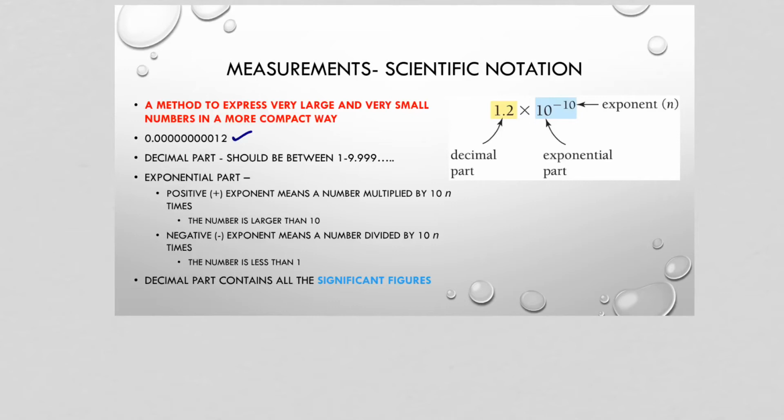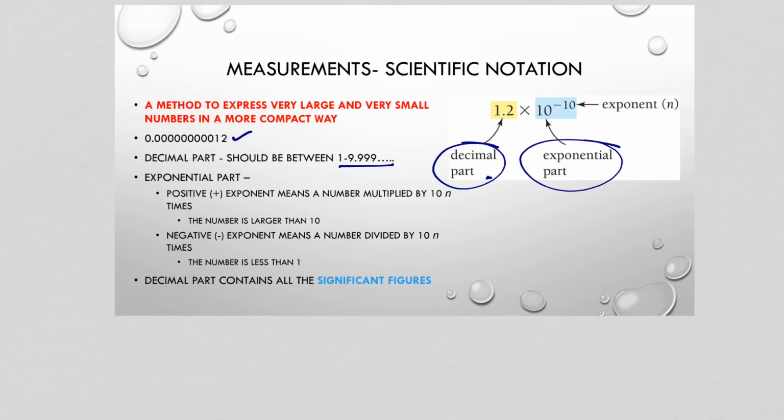When we think about scientific notation, there are two parts. We have the decimal part and the exponential part. The decimal part should be a number between 1 and 9.999. In other words, there should be one digit to the left of the decimal place when we're finished. The exponential part is going to express how many places we had to move the decimal place in order to get to this decimal part.